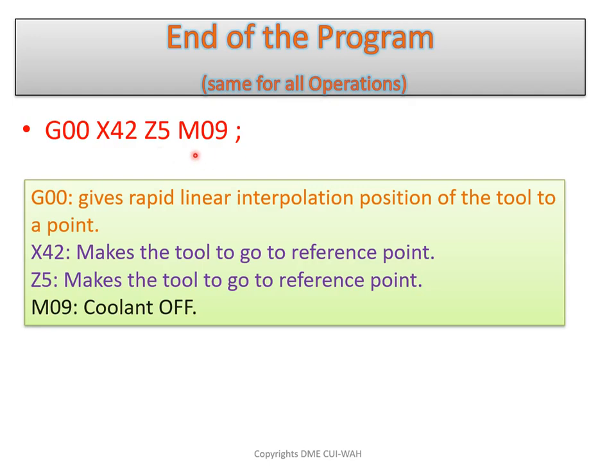And M09 is used for coolant off. These X and Z values are basically the coordinates. We can set these coordinates according to our workpiece. For example, our workpiece diameter was 40 mm, so I have selected X42 to move the tool away from the workpiece. Similarly, Z5. So these are the coordinates of the tool. Here I have mentioned these points as X42 and Z5.